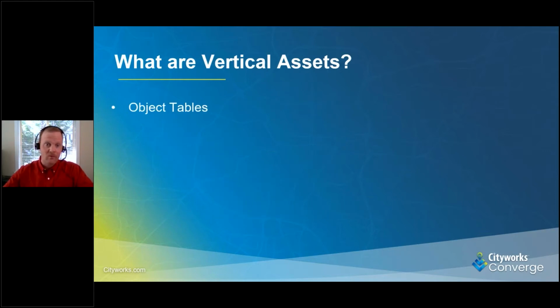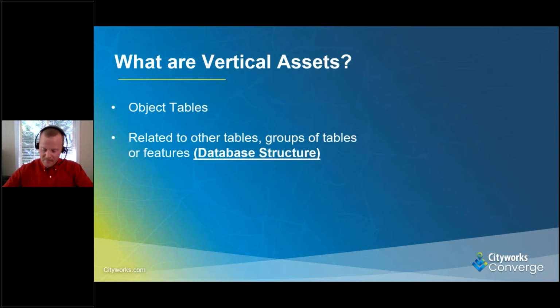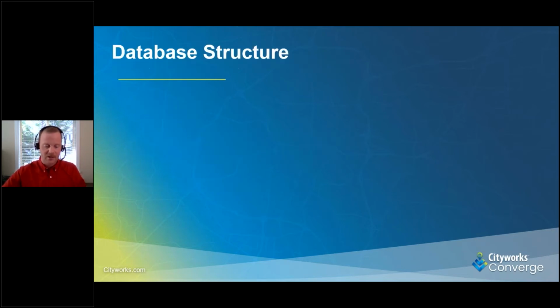These assets are records and object tables, or tables in a database, with relationships to other tables, groups of tables, or features in some form of a database structure. And although these vertical assets lend themselves to very complex facilities, they can also help represent much simpler data, as you'll see at the end of the presentation.